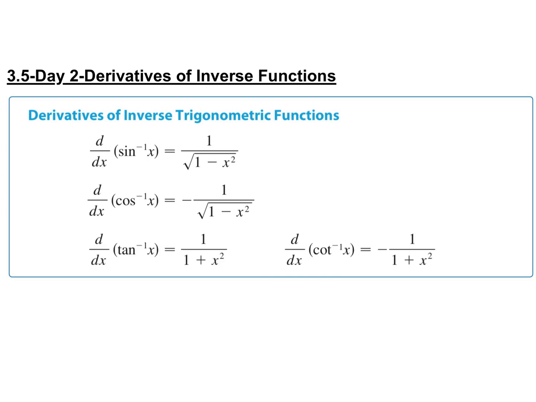Next is the tangent and the cotangent, the arc tangent, inverse, okay? So these don't have square roots. 1 over 1 plus x squared, cotangent is just the negative of that. And I save the worst for last.